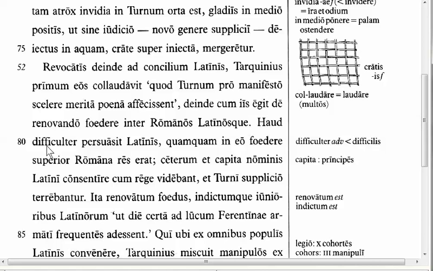Difficulter is the adverb form for difficilis. Difficilis, difficult, the adjective. Difficulter, with difficulty, or difficultly, which we don't say. But with difficulty, with very little, haud difficulty, with very little difficulty, he persuaded the Latins. And remember that persuasit takes the dative, that's why you have Latinis here.